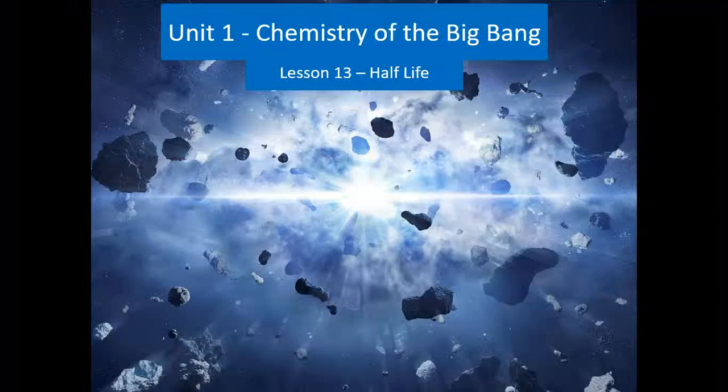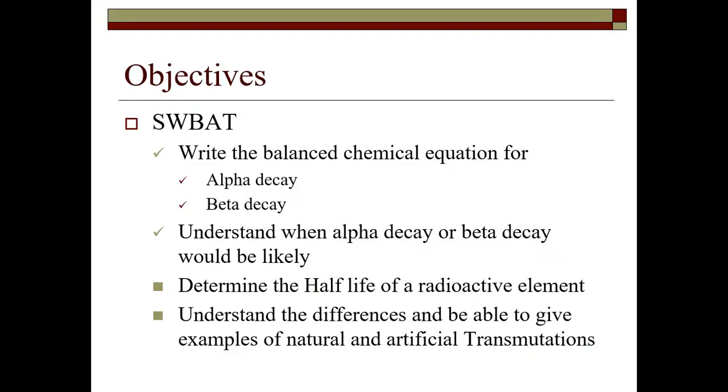Hello, chemistry students. Today is the last lesson of Unit 1, Chemistry of the Big Bang, and today's lesson is on half-life. If we look back at the objectives from Lesson 12, it had the half-life objectives on there. We are today going to determine the half-life of a radioactive element and also use the half-life to determine how much of an isotope may still be remaining. And then also, the latter part of this lesson is to talk about differences between different types of transmutations, whether they be natural or artificial.